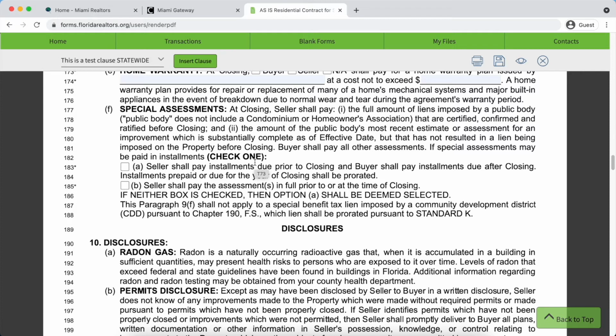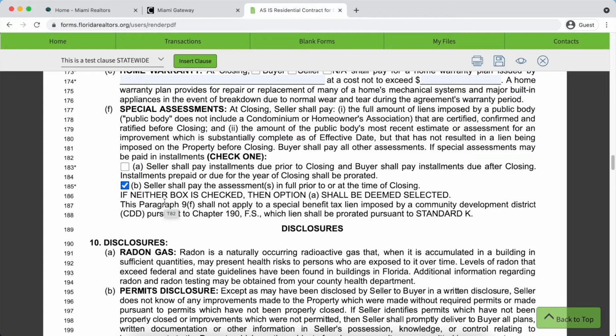So basically, if there's an assessment on the property that was passed, and you check off line A, seller shall pay installments prior to closing, and buyer shall pay installments due after closing, that means that if there was a $20,000 assessment and they've paid $10,000 of it off already, and your buyer closes, your buyer is going to be responsible for that assessment moving forward. Now, if you check off B, which is what I would recommend, the seller is going to pay that assessment in full at the time of closing.